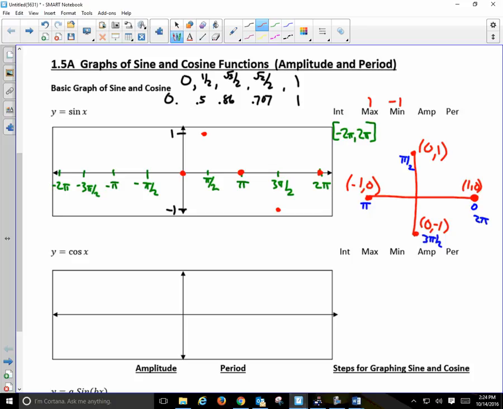Let's go backwards. Negative pi over 2. That would be moving like this. What's the y value at negative pi over 2? Negative 1. What's the y value at negative pi? What's the y value at negative 3 pi over 2? And what's the y value at negative 2 pi? Here's the shape you get.